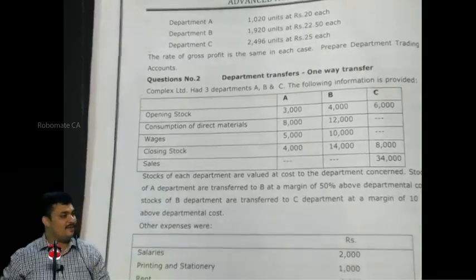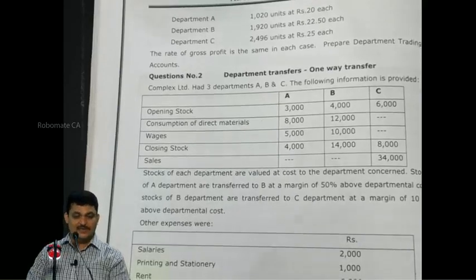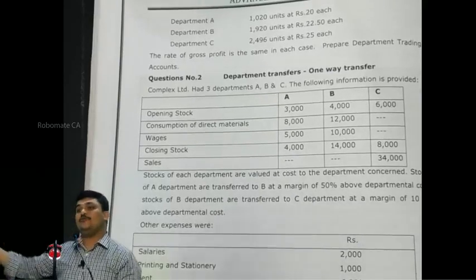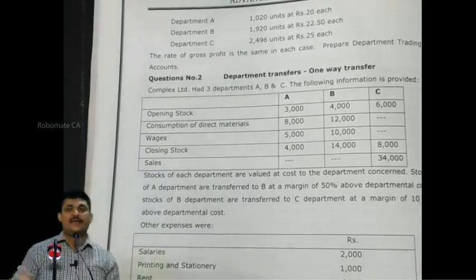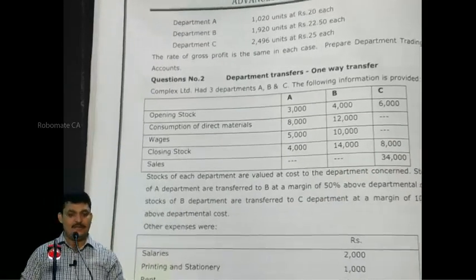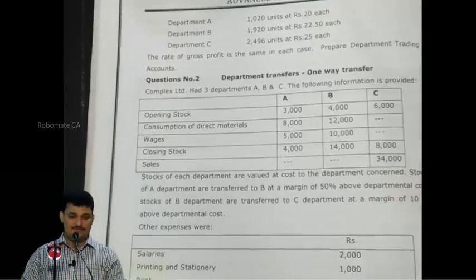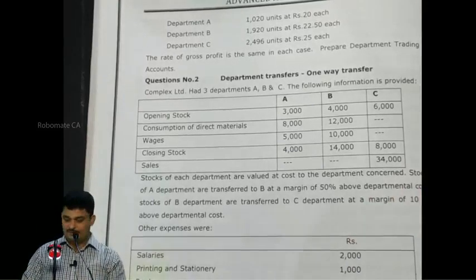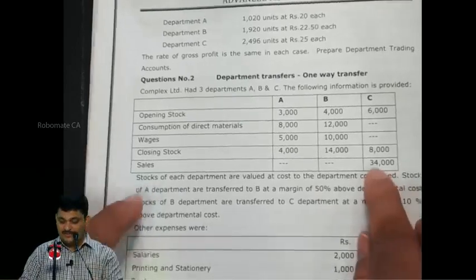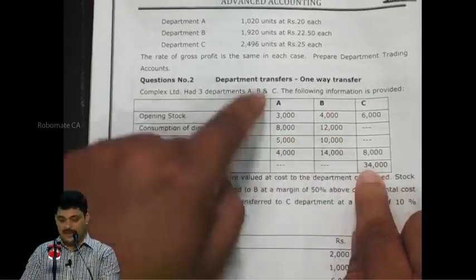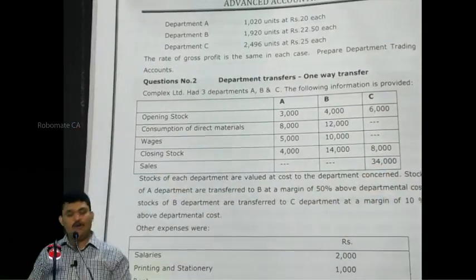Everybody, please respond, friends. There is only one item missing as far as trading account is concerned. The transfer made by A to B is revenue for A, cost for B. Transfer made by B to C is revenue for B. That is not there. Are you following? So that information, the departmental transfer amount, is not there. So sales is given only for whom? A's revenue and B's revenue not given. So how to find out that?